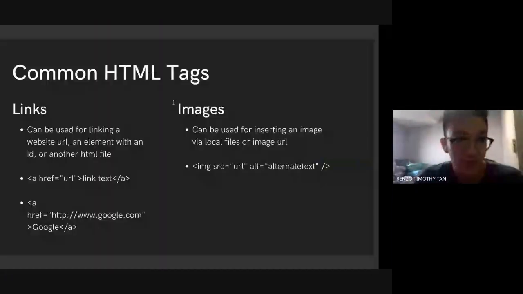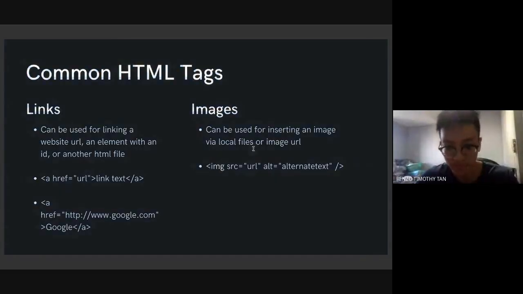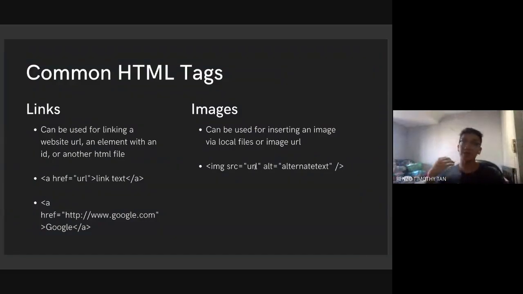Now, as you learn, you can use external links or you can also use local links. For images naman, you use the img tag. So we have a source. You put the URL. It can be similar with link tags. You can also have a local image, or you can get an image from the net.